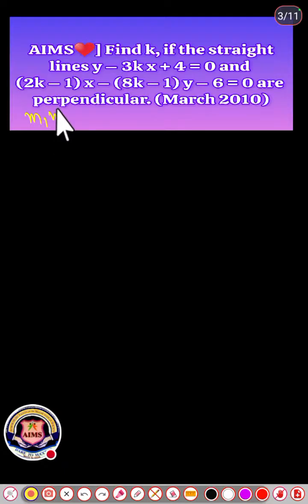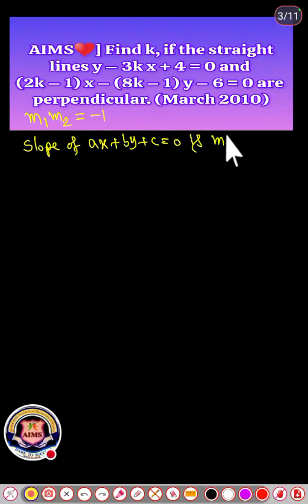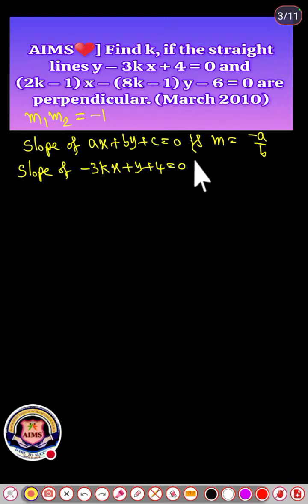Same concept, perpendicular or mutually perpendicular, you can take it m1 m2 is equal to minus 1. According to the perpendicular formula, slope of the straight line ax plus by plus c is equal to 0 is m equal to minus a by b. According to this, I can take the slope of the line, you can rearrange and write it as minus 3kx plus y plus 4 is equal to 0.